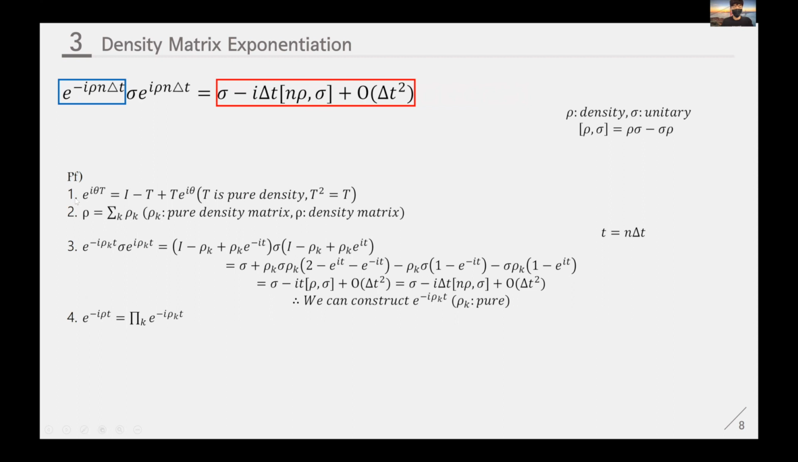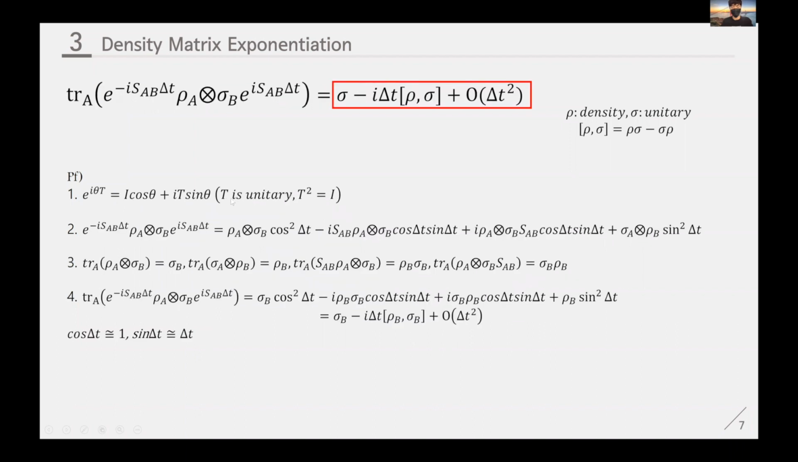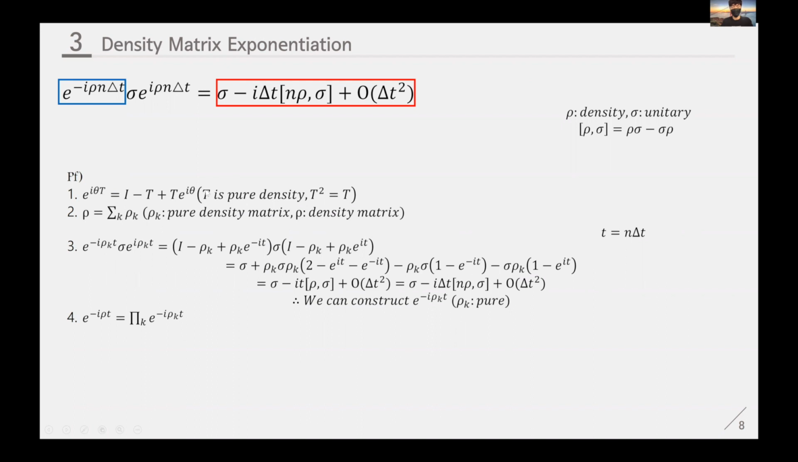First, let me tell you the expression number one. In the previous slide, we assumed that T is unitary, but in this paper, T is a pure density matrix. So T squared is the same as T. Then by taking a Taylor expansion, we can say that e to the i zeta T is the same as I minus T plus T e to the i zeta.